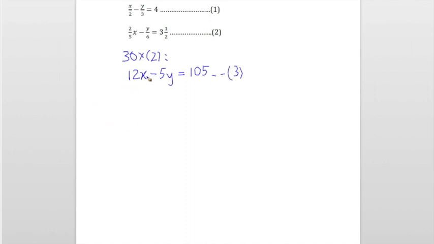Now we have a 12x in the equation, so we need a 12x from the other equation as well. To do that, we multiply the first equation by 24. And this gives us a 12x minus 8y equals 96.